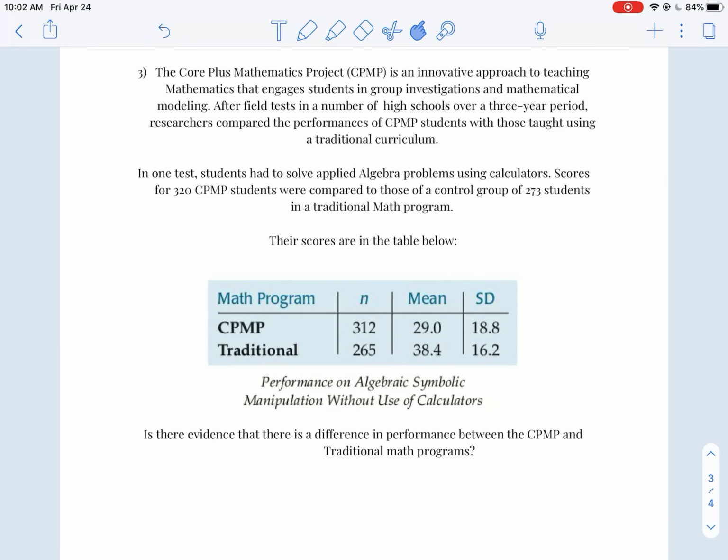All right, we have another problem here where we have to figure out what type of hypothesis test to do, as well as what type of error could have happened. So let's take a look. We got the Core-Plus Mathematics Project. They have some field tests going on.